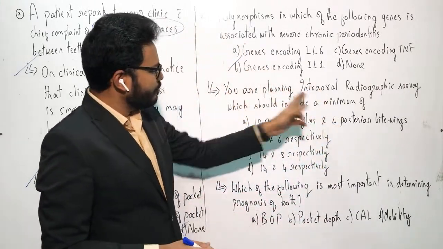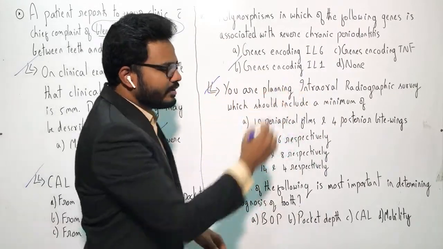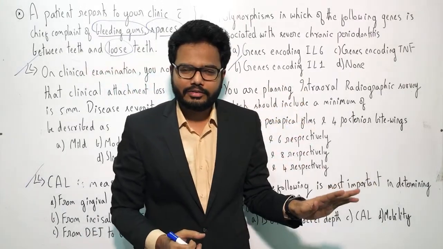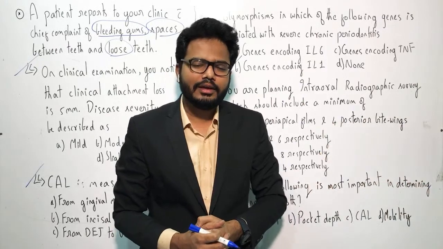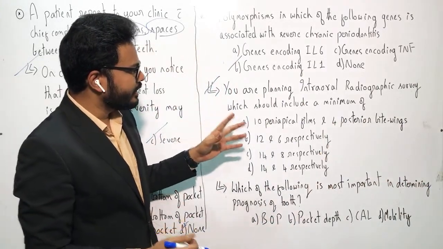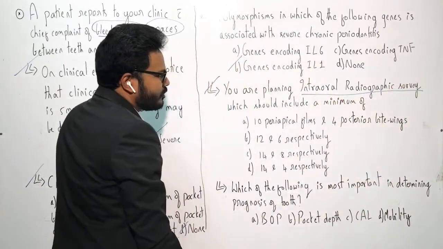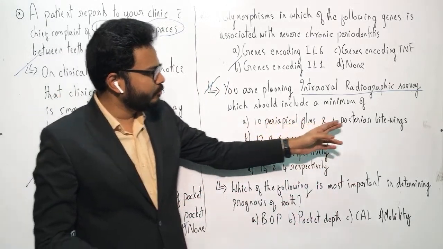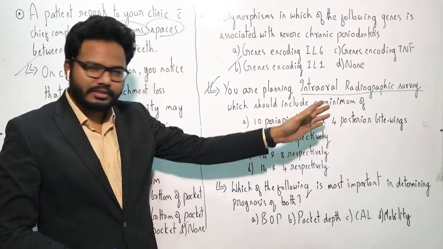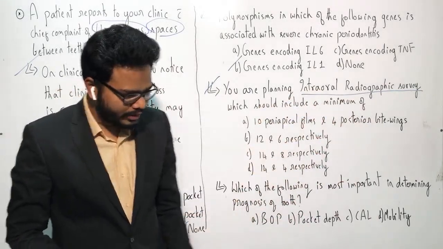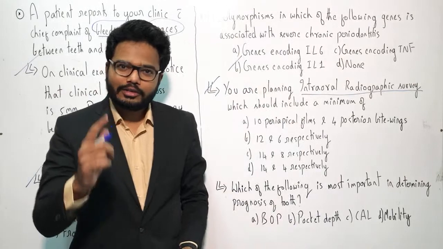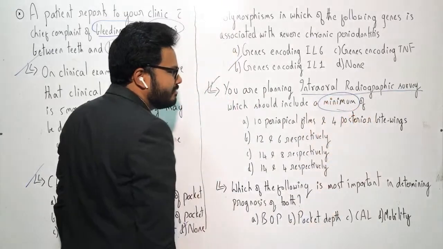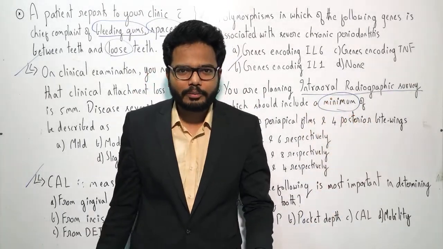You're planning an intraoral examination, a radiographic survey, which should include a minimum of how many radiographs? In fact, this question was asked in the latest entrance as well, 2020. You have the following options: 10 periapical films and 4 posterior bite wings, 12 and 6 respectively, 14 and 8 respectively, 14 and 4 respectively. Look into the question again. It says intraoral radiographic survey and the keyword minimum. So which one do you think is more appropriate?